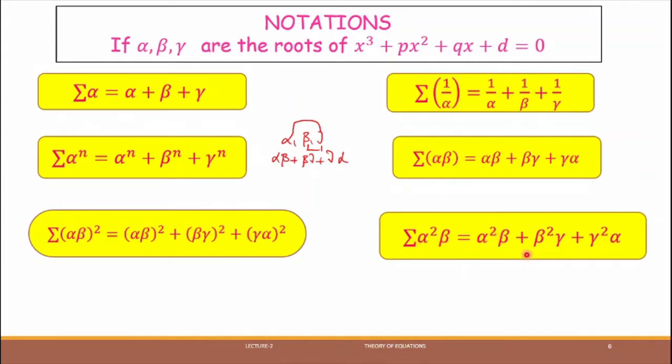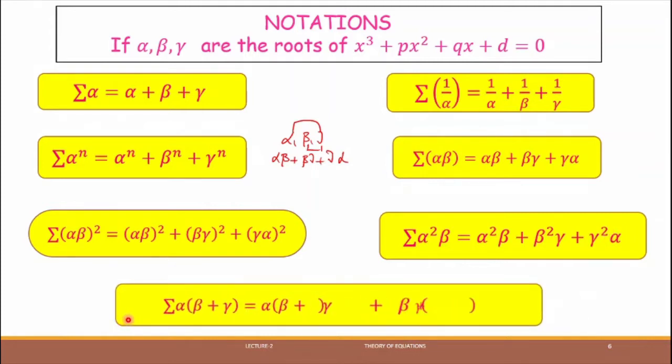Now the next combination is beta, gamma, and in that the first one has to be squared, that is beta square into gamma. Now we'll take the third one, that is gamma alpha, and the first one has to be squared, gamma square into the second one raised to power 1 only, that is gamma square into alpha. Now let us look at the next notation, alpha into beta plus gamma. Here the first root alpha is multiplied by the sum of the next roots in that cyclic order. So summation alpha into beta plus gamma is alpha into beta plus gamma.